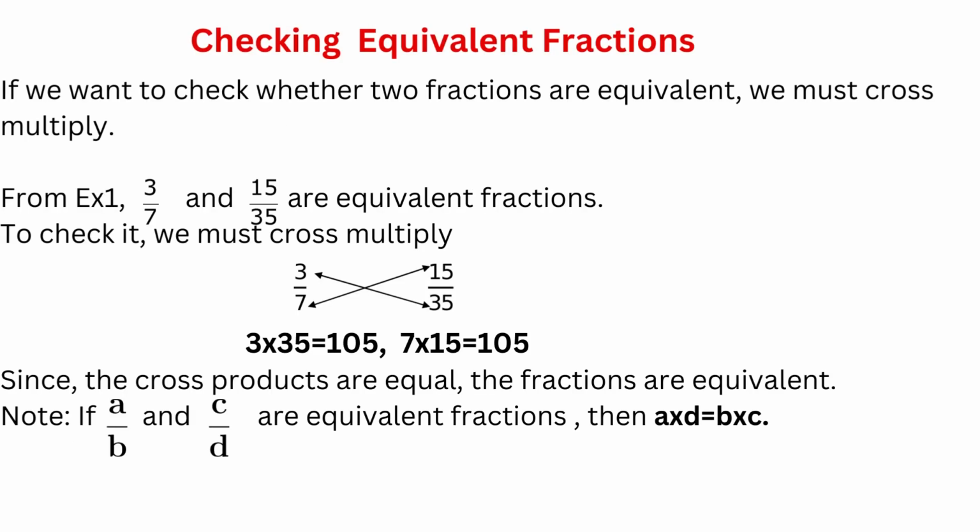Checking equivalent fractions. How to check whether two fractions are equivalent or not? We have to cross multiply those fractions. If we get the same product, those fractions are said to be equivalent fractions. Okay, example, 3 by 7 and 15 by 35. To check it, we must cross multiply 3 by 7, 15 by 35. So 3 into 35 is equal to 105. 7 into 15 is equal to 105. Since the products are same, these fractions are equivalent. And we can say simply, if a by b and c by d are equivalent fractions, then a into d is equal to b into c.